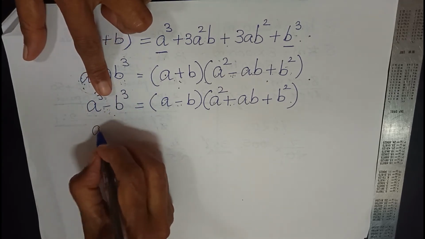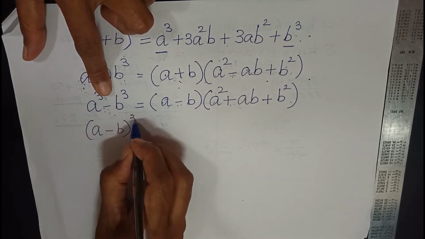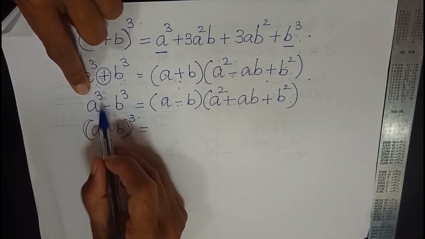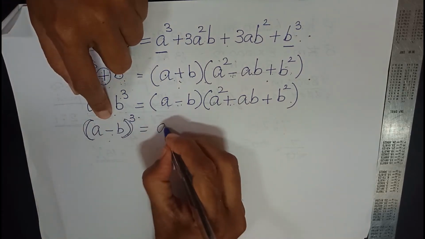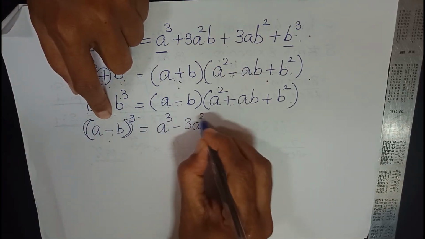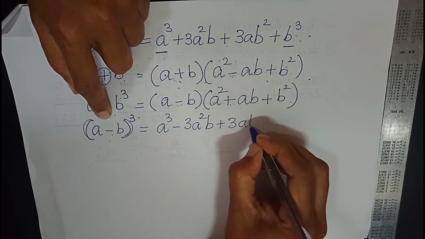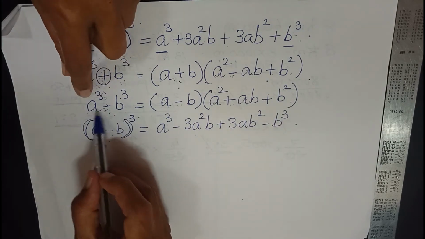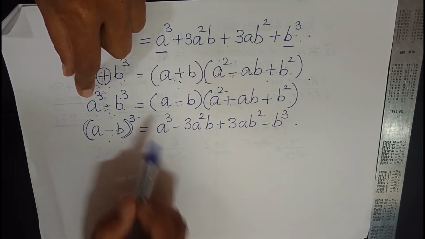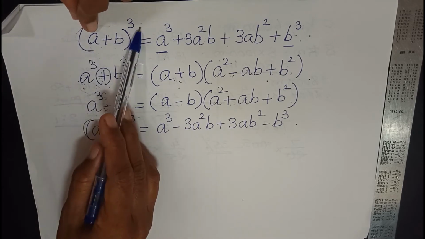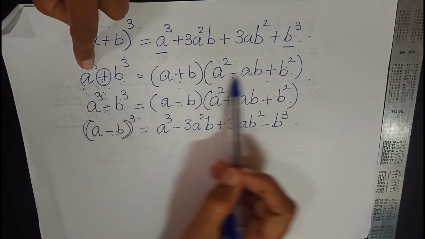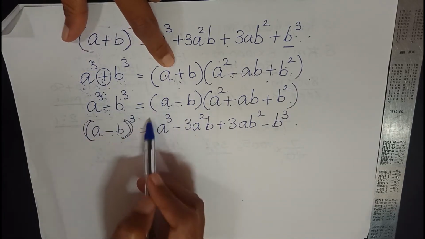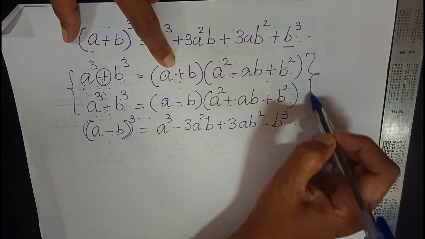Now this should not be confused with a minus b the whole cube. There is a difference between a minus b whole raised to 3 and a cube minus b cube. For this the formula is a cube minus 3a square b plus 3ab square minus b cube. So you can see there is a difference. Do not confuse between a cube minus b cube and a minus b the whole cube. Similarly, a plus b the whole cube is the expansion formula, and a cube plus b cube is the factorization formula. So we will be using these two formulas today to solve some sums.